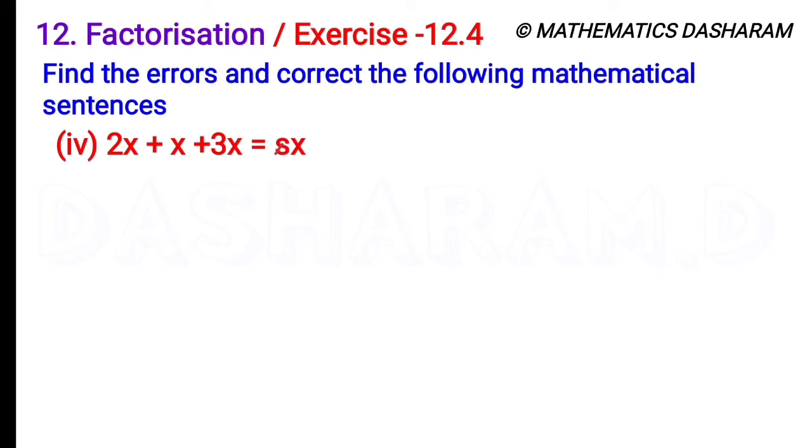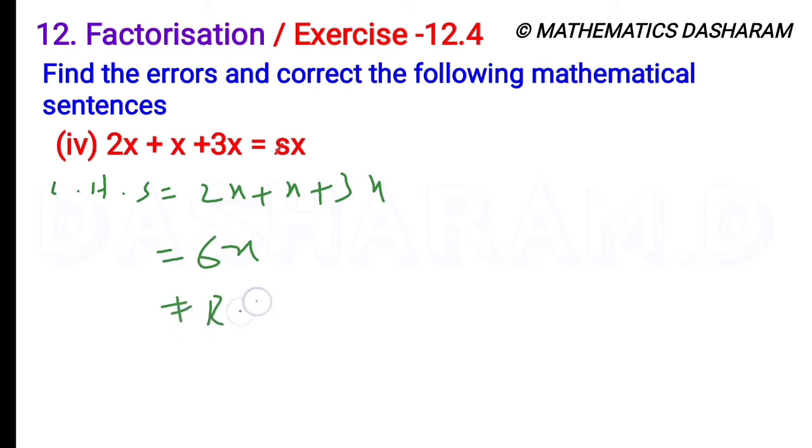Next, fourth question, 2x plus x plus 3x equals to 8x. It is not 8x. So in the LHS, 2x plus x plus 3x, all three terms are like terms because they have the same variable with the same exponent. 2x plus x is 3x, 3x plus 3x is 6x, but it is not equals to RHS.